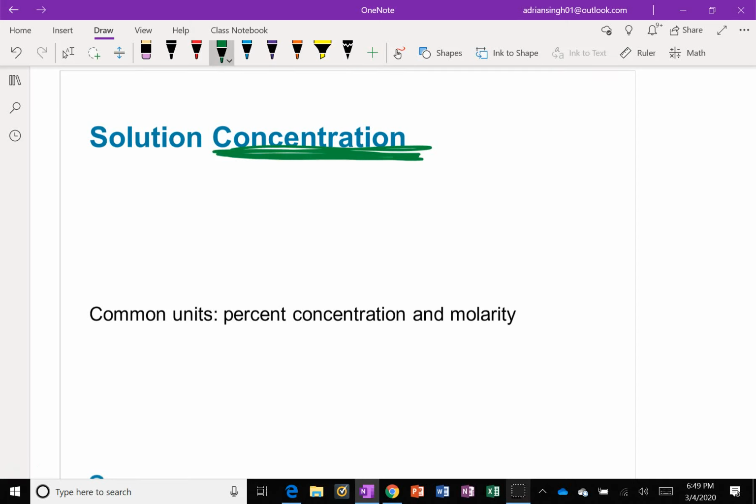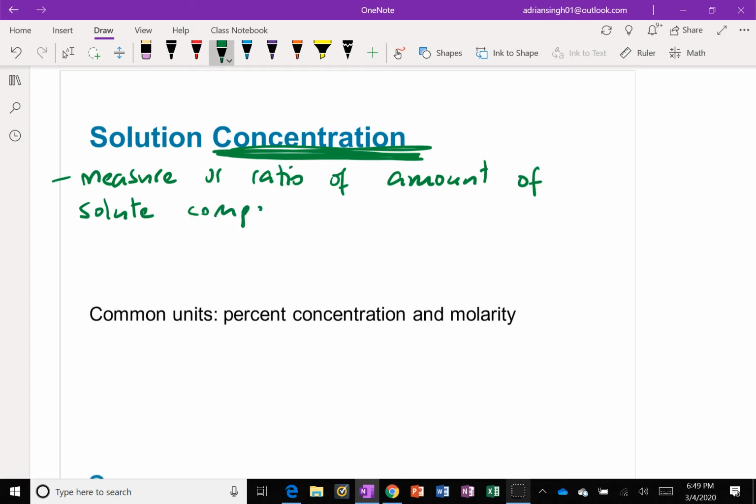So the solution concentration is a measure or ratio of the amount of solute compared to the amount of solution.